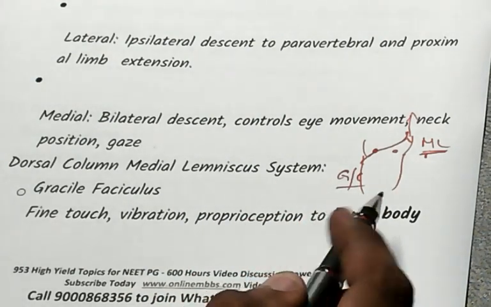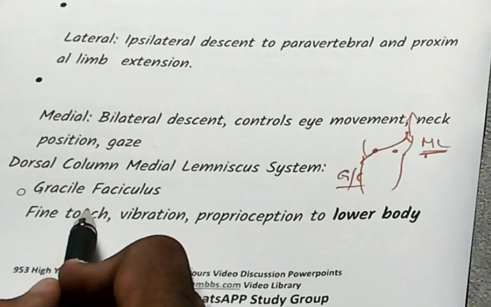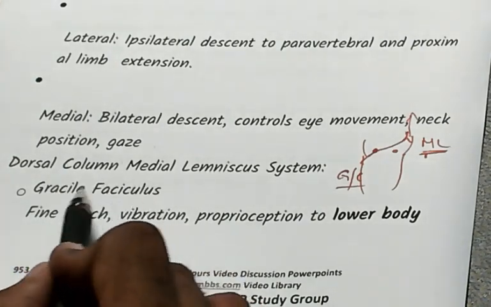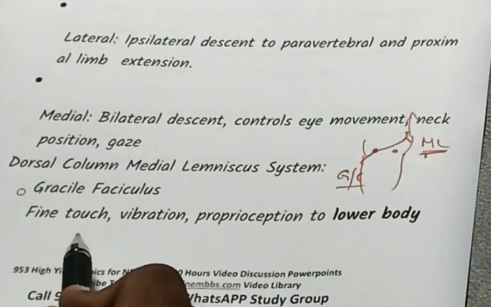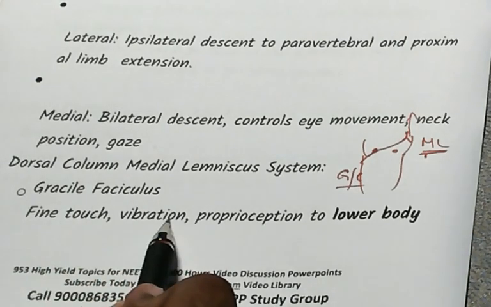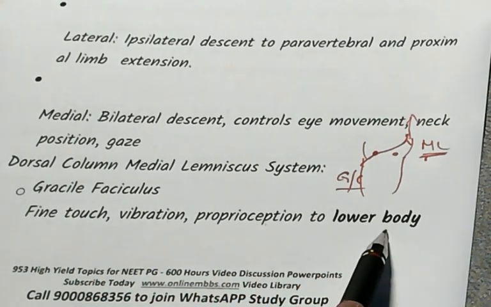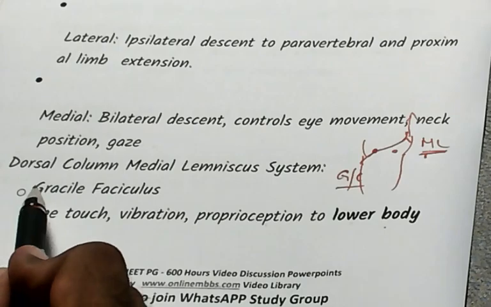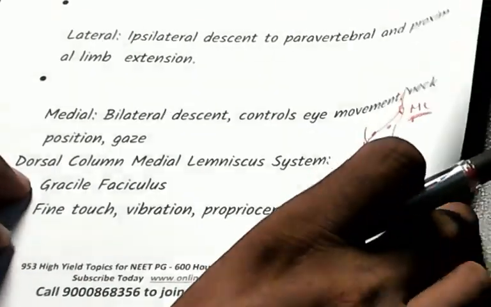Now doctor, this is all quick revision. Gracile fasciculus, what does it carry? Fine touch, vibration, proprioception, lower body. Which touches the ground? So G for ground, G for gracile fasciculus is what you have to remember.